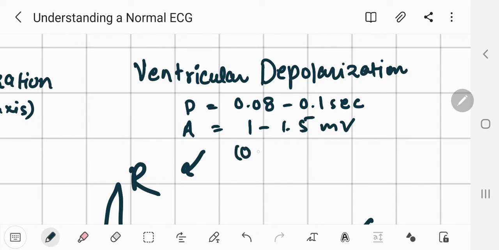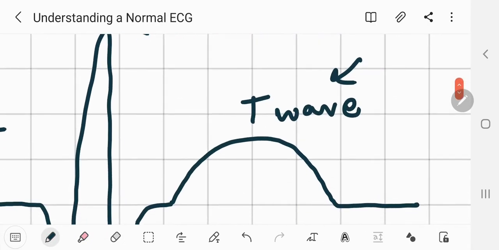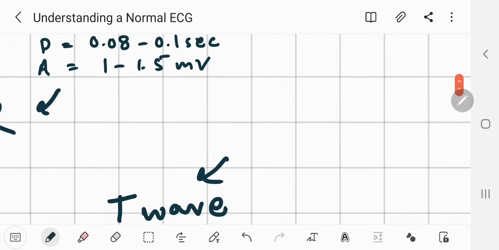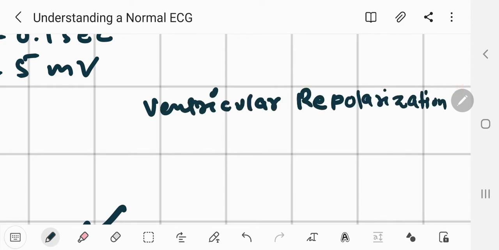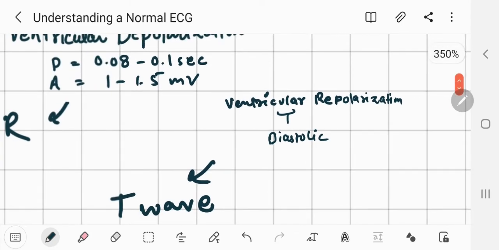That will be around 10 to 15 small square boxes. So if I'm wrong, please calculate it, okay? Anyways, the next one is the T wave. Now, T wave represents nothing but ventricular repolarization. That means the ventricle is now in diastolic position, and most of the time the T wave is only seen as either elevation or inversion. So we don't need to learn the values of ventricular repolarization in terms of exams.